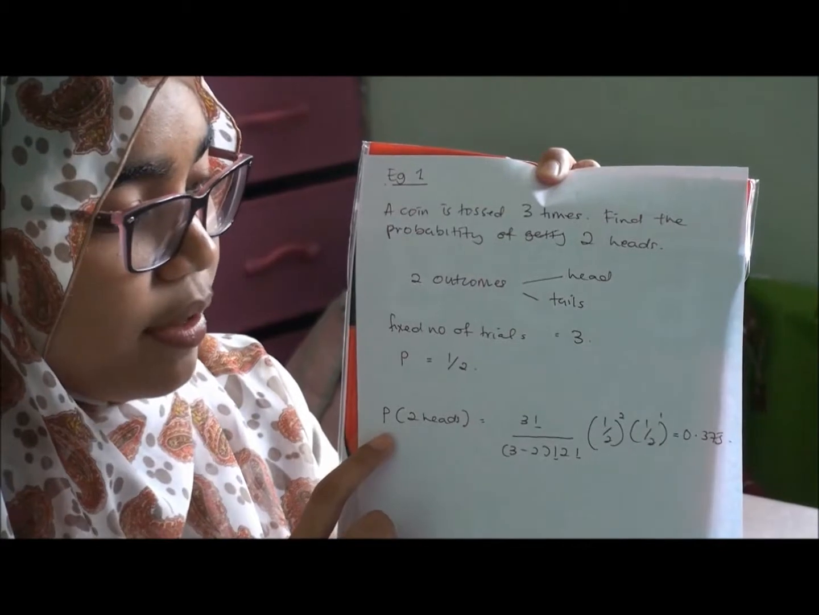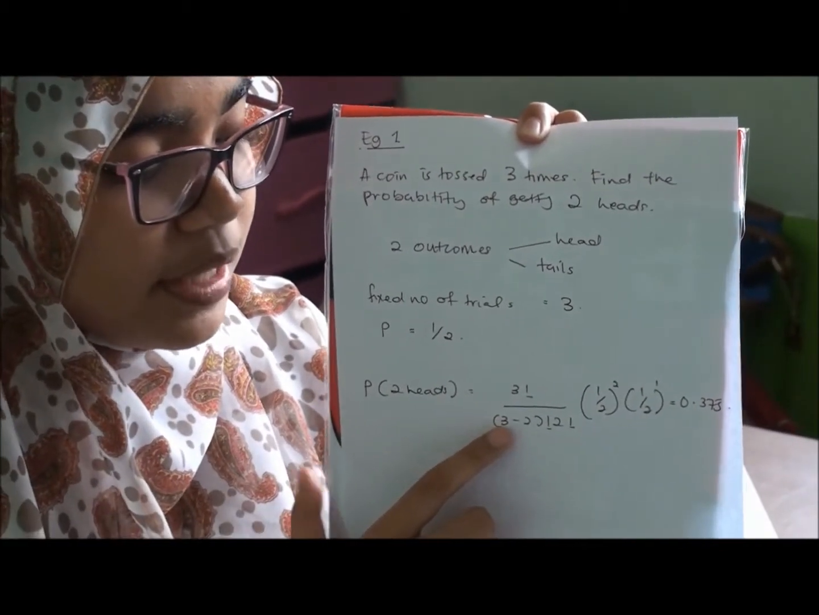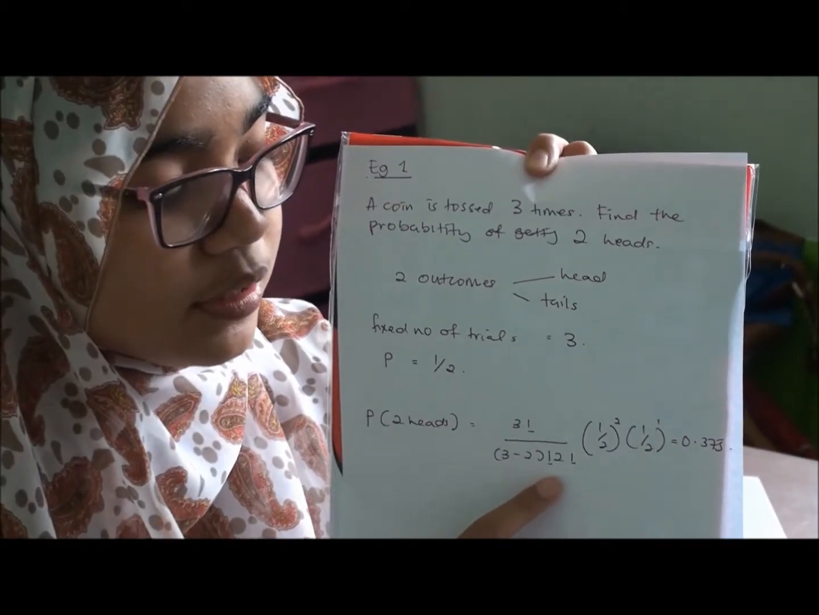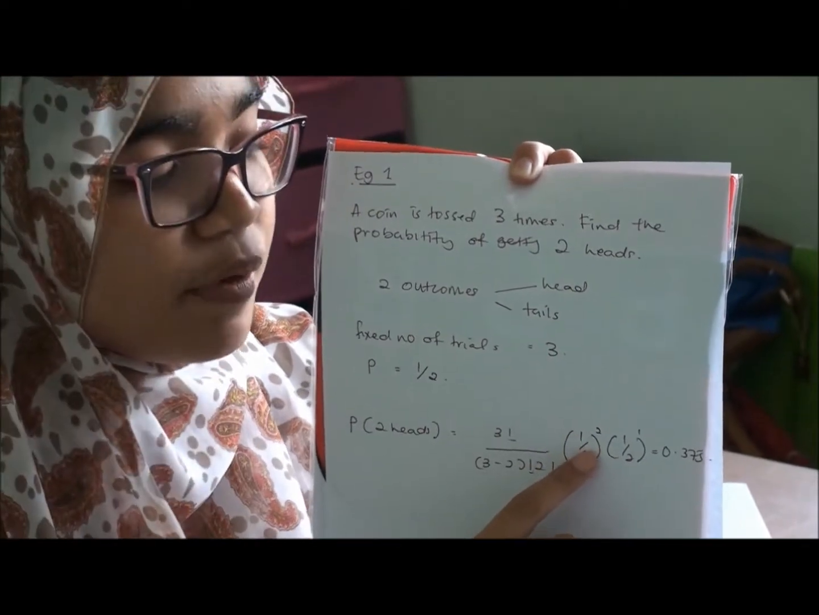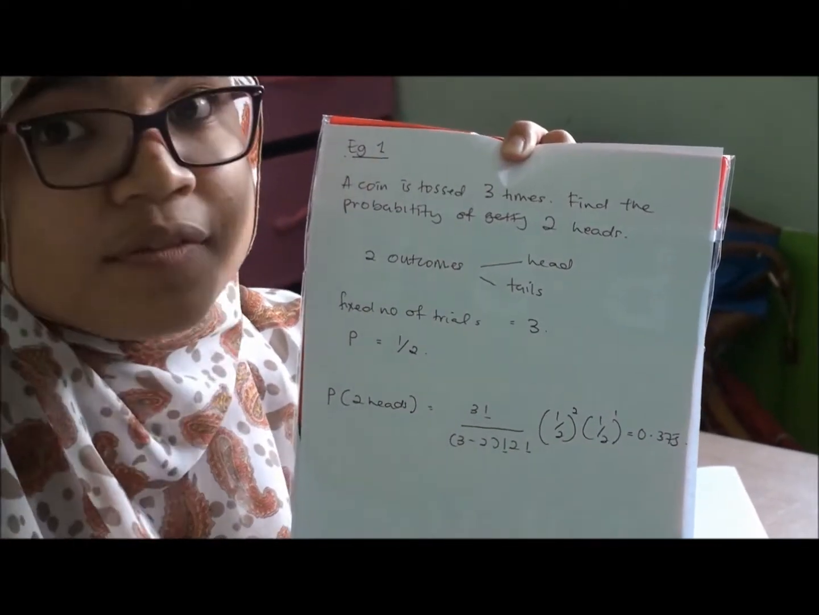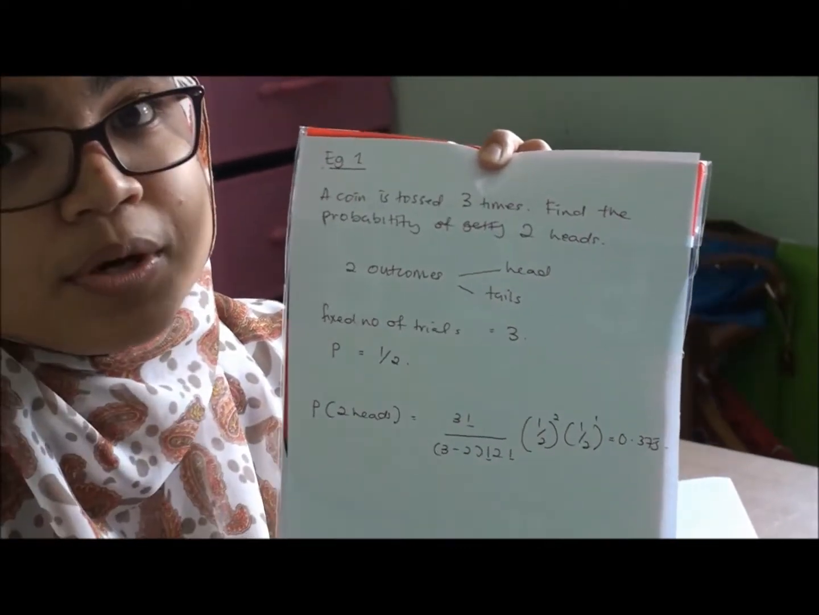Probability of 2 heads equals 3 factorial divided by 3 minus 2 factorial times 2 factorial, times half to the power of 2, times half to the power of 1, which is equal to 0.375. So the probability of getting 2 heads is equal to 0.375.